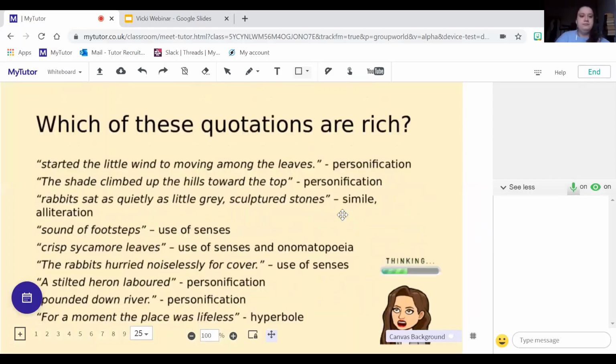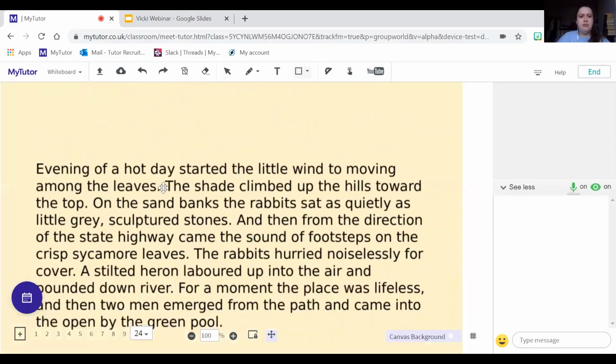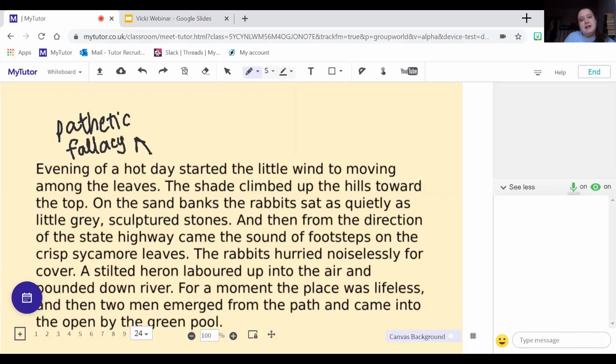So, first of all, let's go through and see what we can find. Let me grab my pen. So, evening of a hot day, we could potentially say that this is pathetic fallacy. I would say this is quite a serene and picturesque paragraph that we've got here.